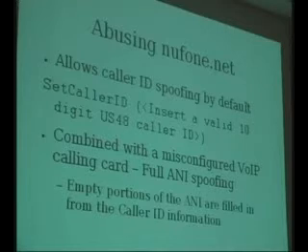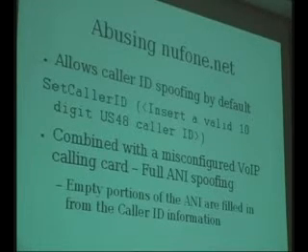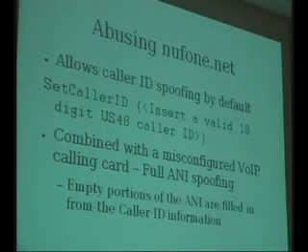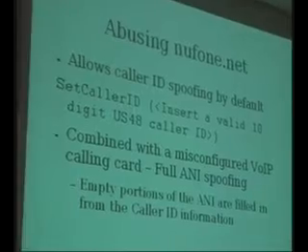We can use that combined with other voice over IP mistakes or misconfigurations, and we can get full ANI spoofing. As I said before, the empty ANI portions are filled in very helpfully by rnkprepaid.com, a particular voice over IP provider in Massachusetts. So, let's see. That's the conclusion.